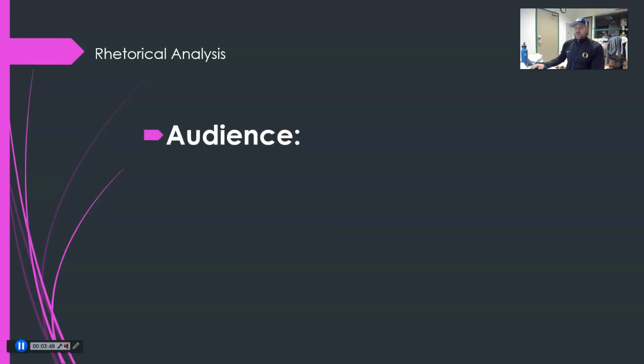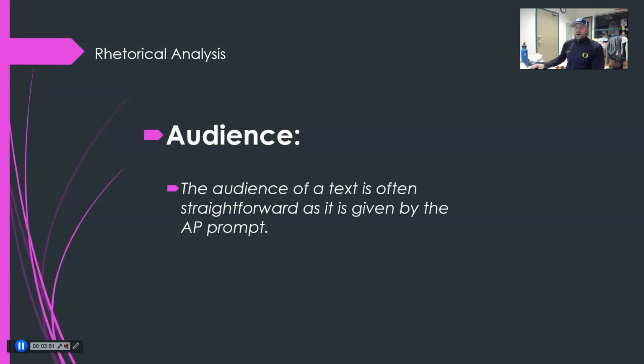And so then what matters more significantly is audience. Typically in an AP prompt, the audience is really straightforward and it's given effectively by the AP prompt. It'll actually say, you know, this person during this rhetorical situation wrote to this audience. So it will give it to you explicitly, and that gives you a lot of hint as to what you're looking for.